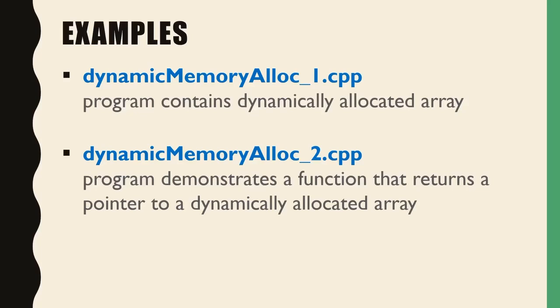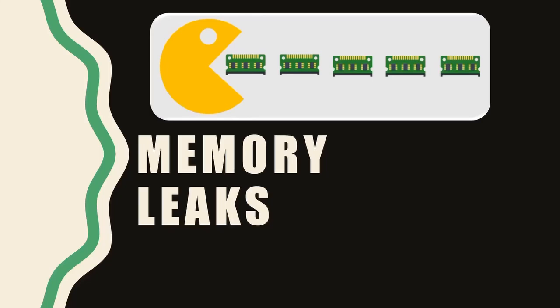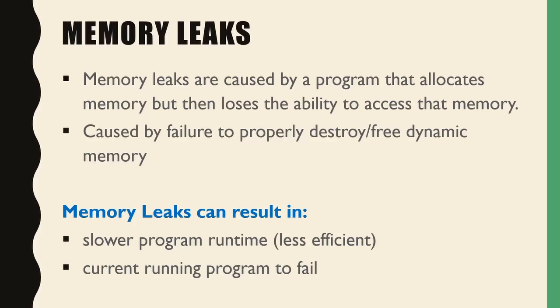I'm going to show you these two programs in a minute, but I first want to talk about what a memory leak is. I'm sure you've heard of memory leaks before. A memory leak is caused by a program that allocates memory with new, but then loses the ability to access that memory. This is caused by failure to properly destroy or free dynamic memory. Memory leaks can result in slower program runtime, less efficiency, simply because you're taking up a lot more space in memory, and it could potentially cause your currently running program to fail.